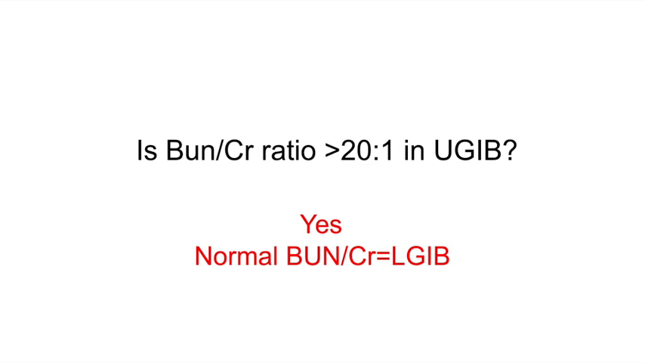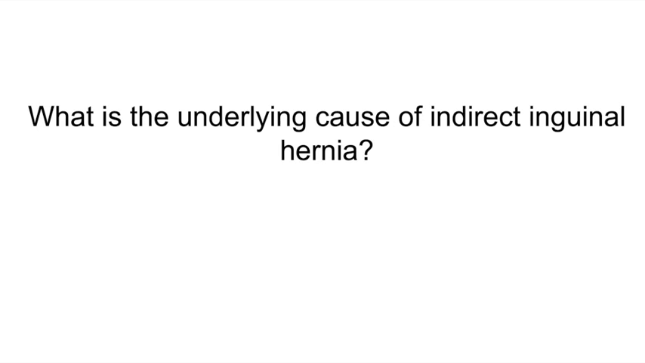So that's an important fact to remember. BUN to creatinine ratio greater than 20 to 1, think upper GI bleed. If it's a normal ratio, think lower GI bleed. What is the underlying cause of indirect inguinal hernia? Failed obliteration of processus vaginalis.